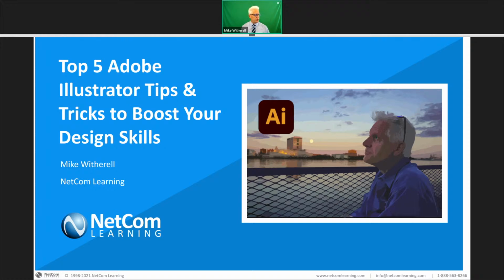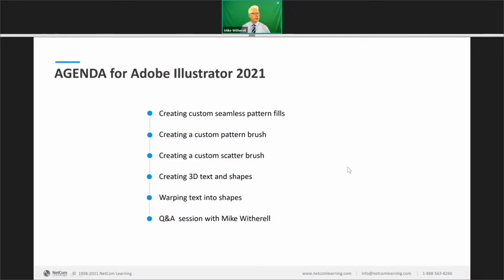Now, what I'd like to do, though, is at least show you a few things. We're going to make seamless pattern fills, pattern brushes. We'll make scatter brushes. We'll play around a bit with 3D text and shape, and also warp text into interesting shapes. And I'm going to show you as many tips and tricks as I possibly can. I'm going to be moving a bit briskly.